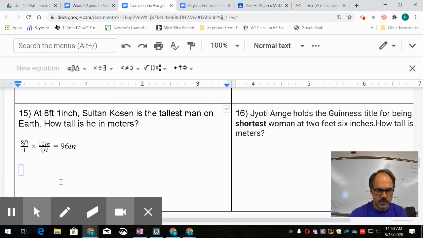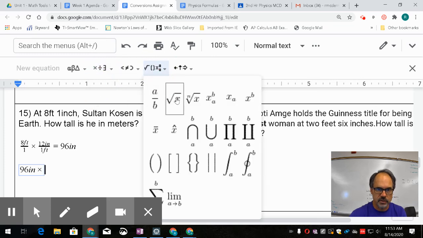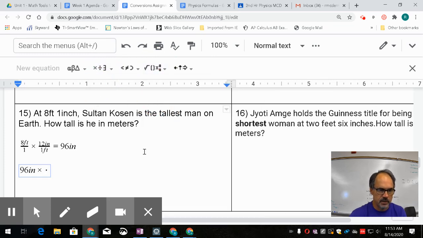So I can do a new equation. I'm going to do 96 inches times, and then the fraction. You're just going to use my conversion factor for inches to meters. There is 1 meter is equal to 39.37 inches, like so. And then that equals, and we can do that with the calculator, 96 inches divided by 39.37, whatever that is. You can fill that in, and that's how you're going to do that problem.